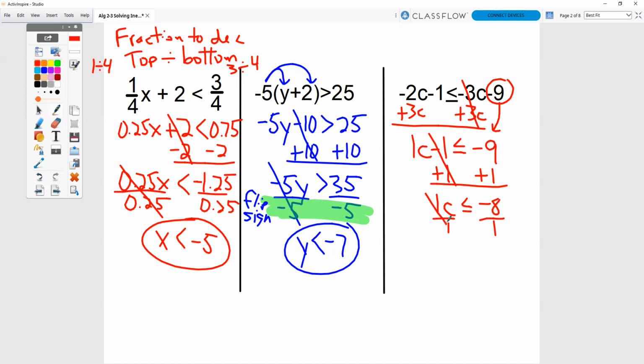Divide by 1, divide by 1. Be careful, we don't flip the sign here. That bottom number is positive, so we get c is less than or equal to negative 8.